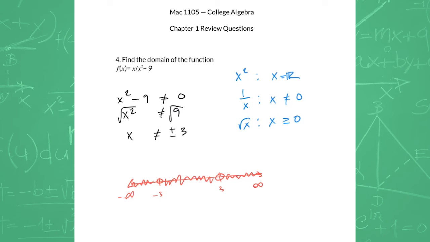And when we do that, we can see that the domain lies on the open interval from negative infinity to negative 3, negative 3 to 3, and 3 to infinity.